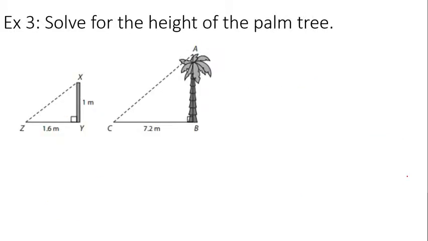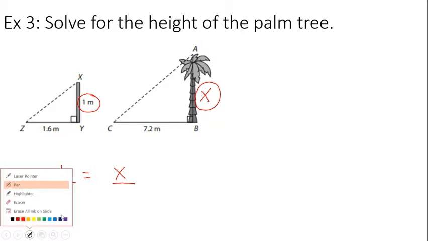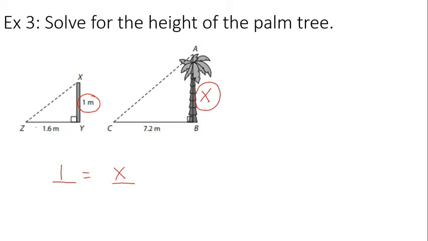Okay, so now this time to solve for the height of the palm tree. So here we're looking for the height of this palm tree. Since we don't know the height, let's call this height x. So I know the 1 and the x are going to both go on the numerator. So I'll put 1 equals x over. And then we take the other two sides, the 1.6 and the 7.2 go together.